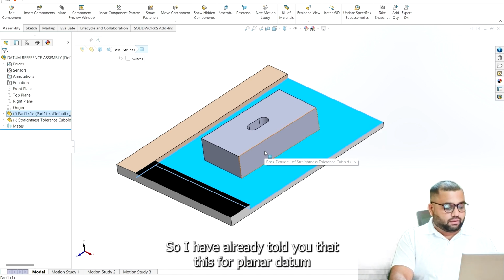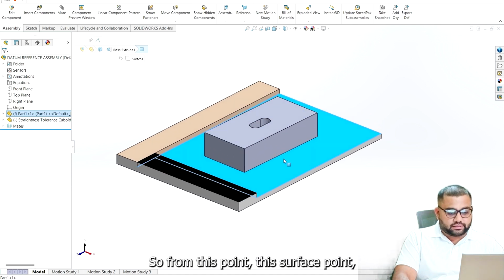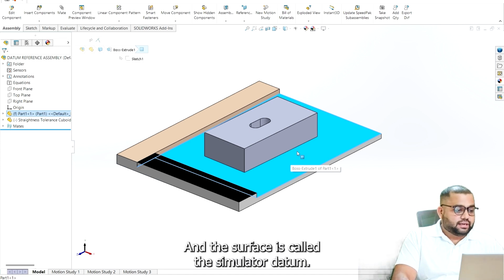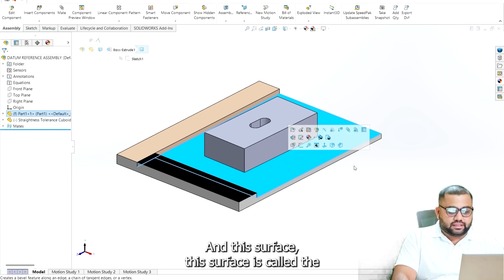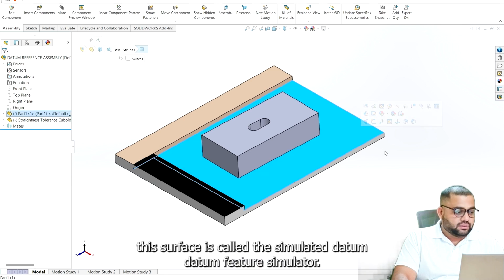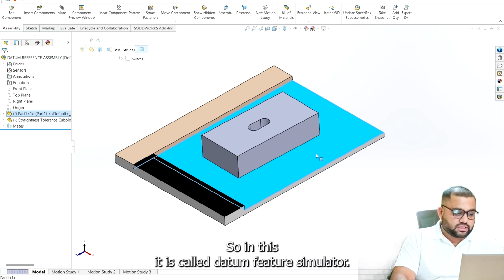I have already told you that for the planar datum, this surface will become the origin of measurement. So this surface point is the origin of measurement also. The instrument itself is called the datum feature simulator. So in this it is called the datum feature simulator.